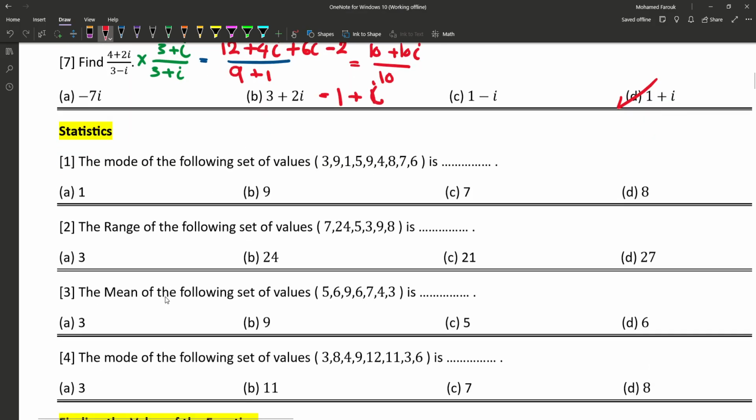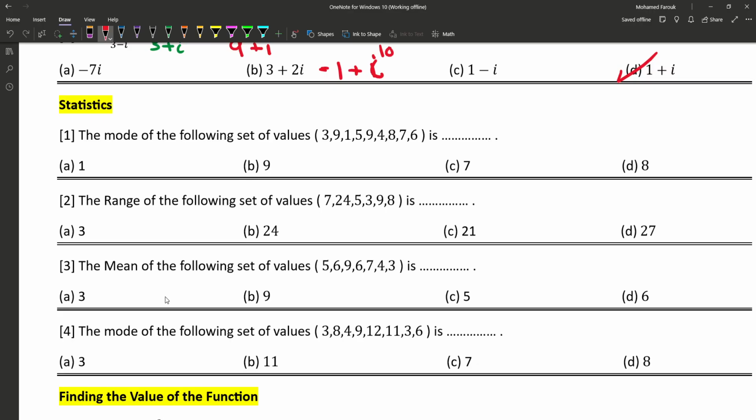Next part is statistics. We need to get the mode. Okay, what is the mode? It's the most common value. If you noticed all of the numbers, you'll find number 9 is the most repeated value. It's repeated 2 times, and all of the other values are repeated 1 time, so the mode is 9. If I asked you for the range, it's the greatest number minus the smallest number. So what is the greatest number here? It's 24. And what is the smallest value here? It's 3, so it will be 24 minus 3, it will give you 21.